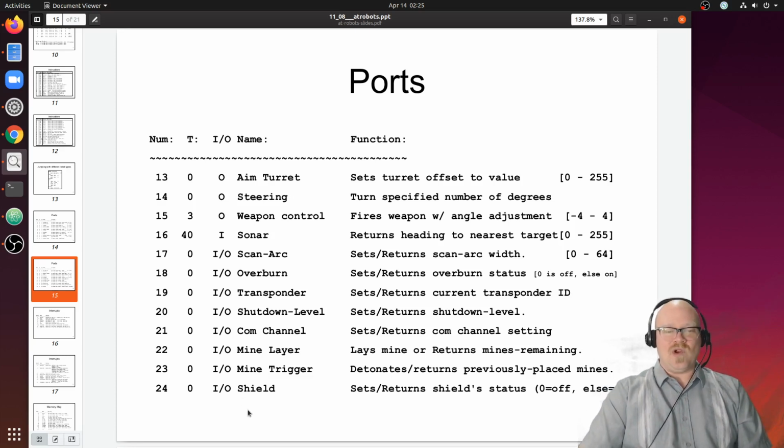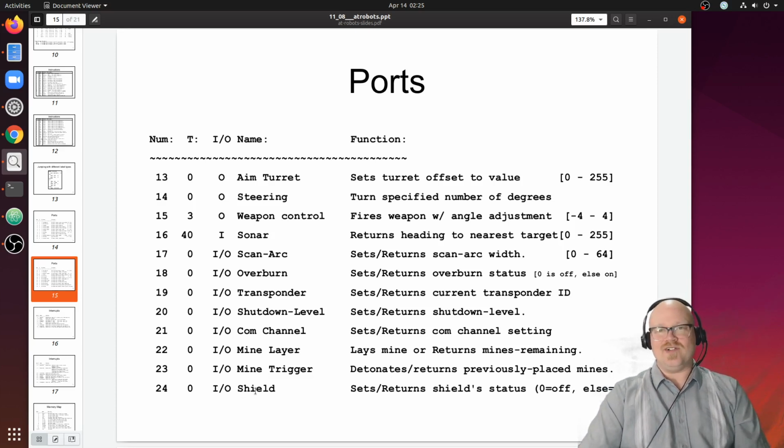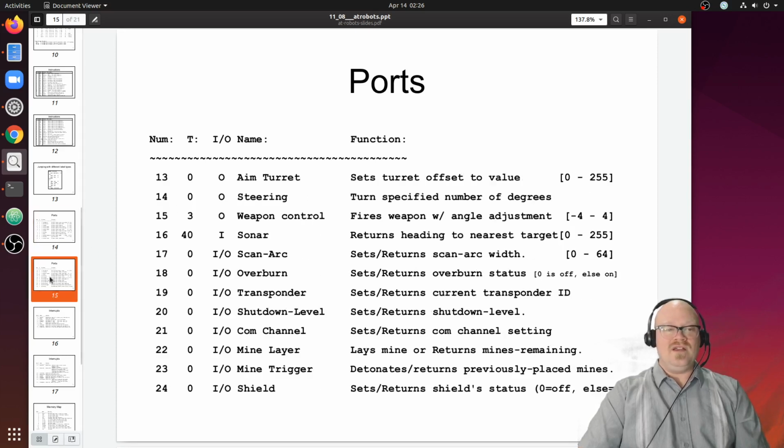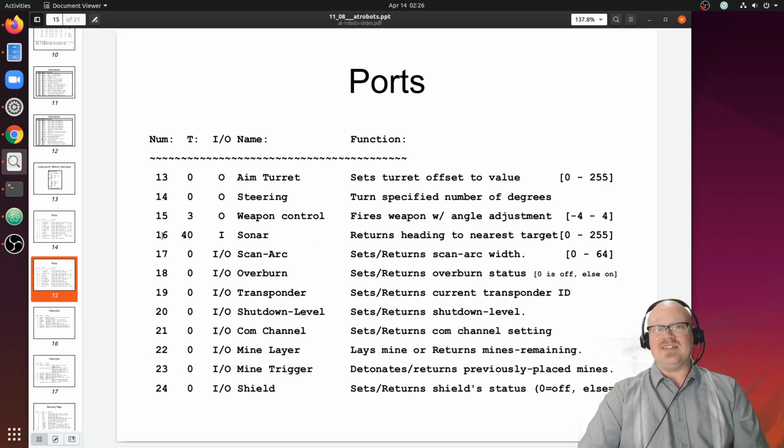The last port to mention here is the shield port. So if you've beefed up your shield configuration points so that you actually have a shield on at all, you can use this port to turn the shield on or off, or find out whether or not it is on or off. Now for each of the ports on these two pages, starting with port 1 all the way through port 24, the way we identify the ports is by providing one of these numbers.